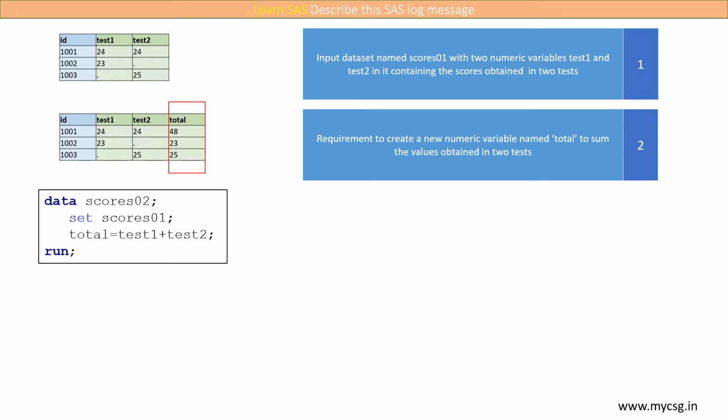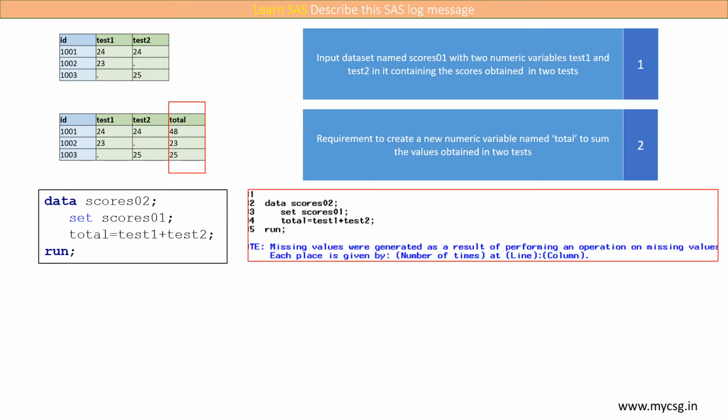Let us say that we are trying to obtain the result with this piece of code. When we execute this piece of code, we get a message in the SAS log saying that missing values were generated as a result of performing an operation on missing values. And if you take a look at the result, it is not as expected. The second and the third observations have a null value, whereas the requirement was to have 23 on the second row and 25 on the third row.